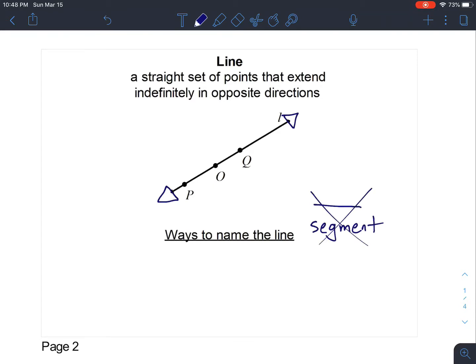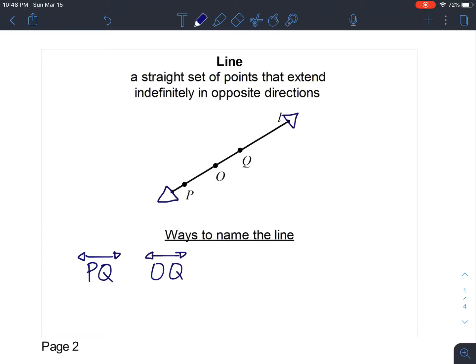So, for naming this line, then, what we want to do is we always want to use two of the points that are on the line. So, right here, I see we have 3 different points. I am not supposed to use all 3, I'm only supposed to use 2. So, I can say PQ would be a pair of letters that could be used, and then we put what appears to be a miniature line right above it to show that's the name of the line. We could also do OQ. We could do QP. Pretty much any combination of 2 letters that were on the line.